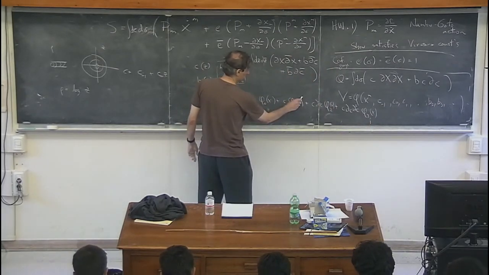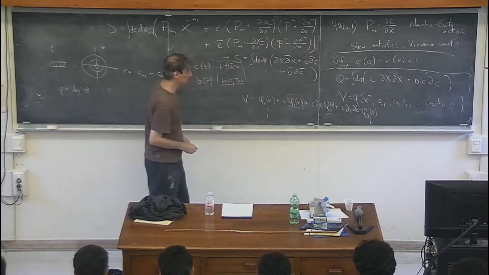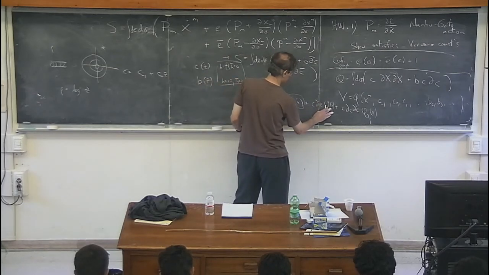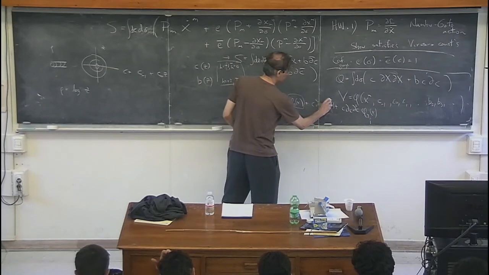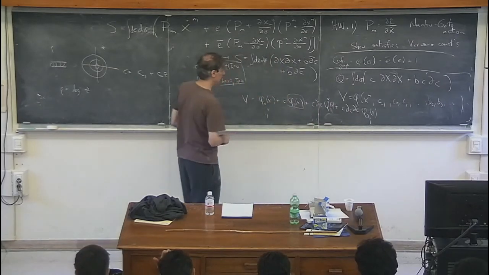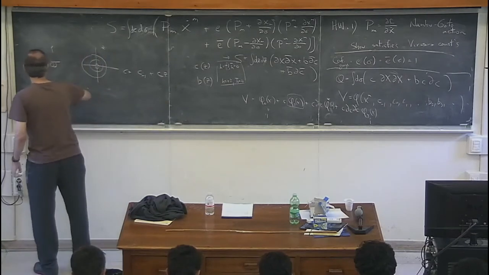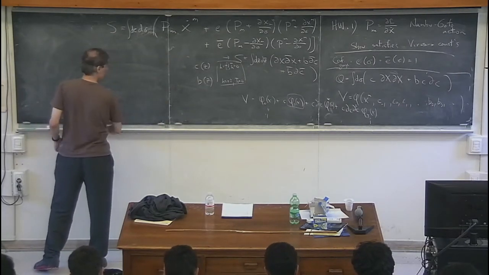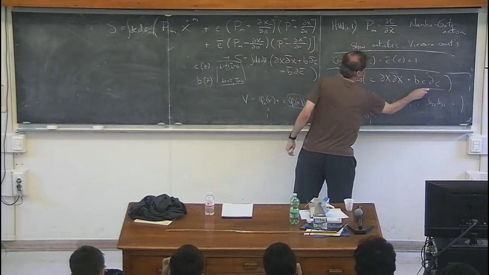And it will turn out that phi 1 of x is going to describe, if you like, the fields, and phi 2 of x is going to describe the antifields. So let me tell you what these fields look like and what the antifields look like. So we have Q of this structure here.